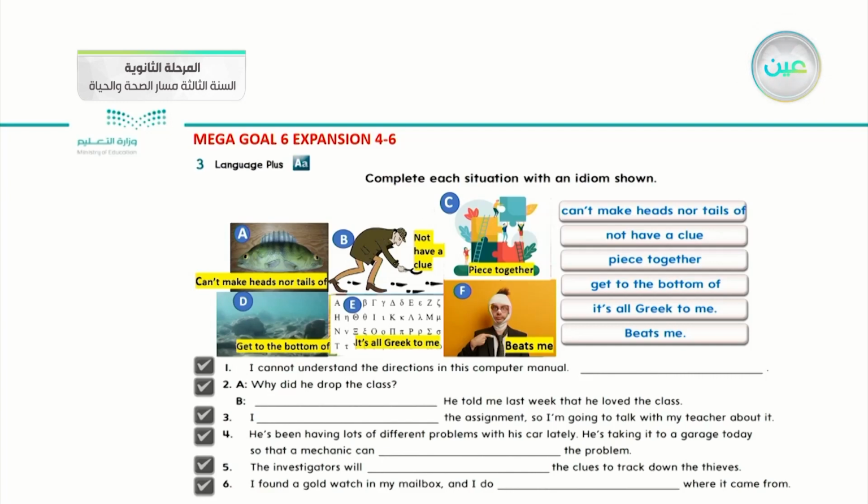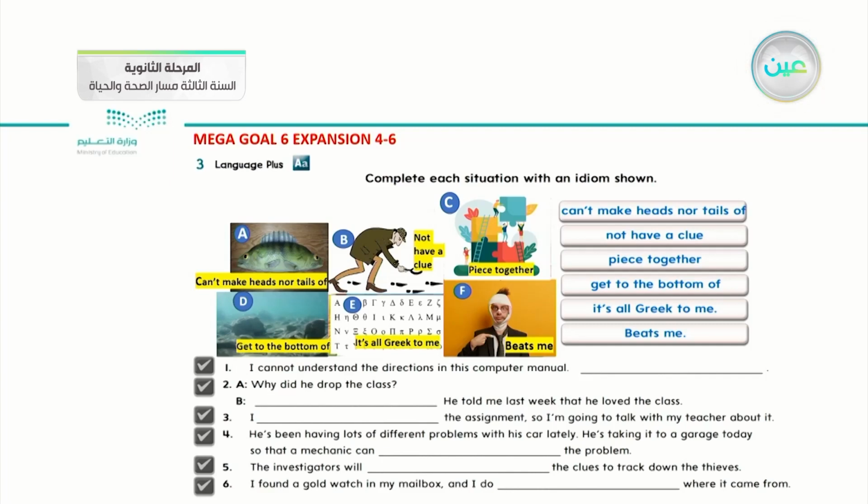Number 1, look at that one. What can you see here? What do you think is strange in that picture? What do you think is the mystery with it? So in my opinion, I think that there is a fish with 2 heads, and we can find an animal with 2 tails, and so on. That's what we're calling it: can't make heads nor tails of. This is about letter A.